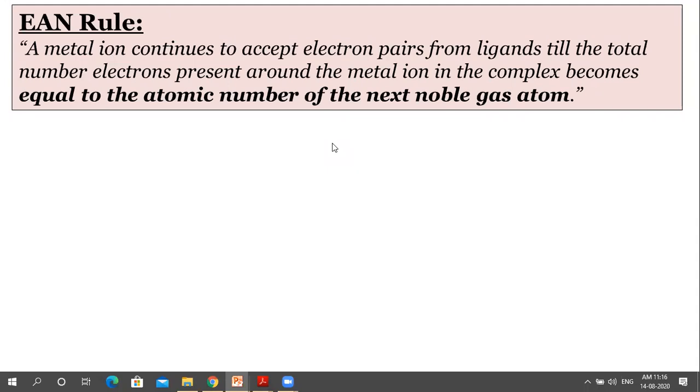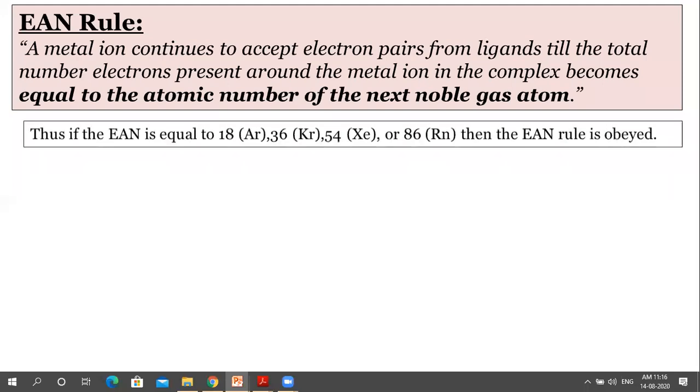Means a central metal atom, जब तक इलेक्ट्रॉन पेयर एक्सेप्ट करेगा, तब तक उसका जो एटॉमिक नंबर है, उसके बाद मींस जो सेंट्रल मेटल एटम है उसके बाद आने वाला जो रेयर गैस है उसका नंबर जब तक मैच नहीं होता तब तक वो इलेक्ट्रॉन पेयर एक्सेप्ट करता है. So I will give one example, then we will understand.